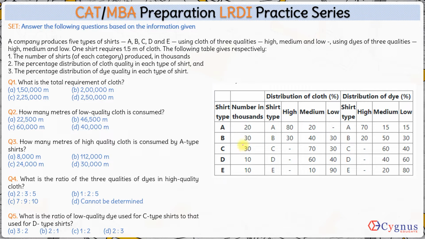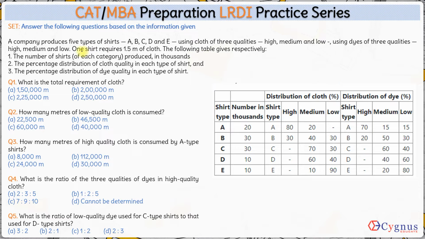Hi, now coming to this question, a very easy DI question. Here we are given that a company produces 5 types of shirts A, B, C, D and E using cloth of 3 qualities: high, medium and low. So these are the 5 types of shirts A, B, C, D, E, and we have 3 different kinds of cloths available: high quality, medium quality and low quality. And we also used 3 different types of dyes, which is again high, medium and low quality dye.